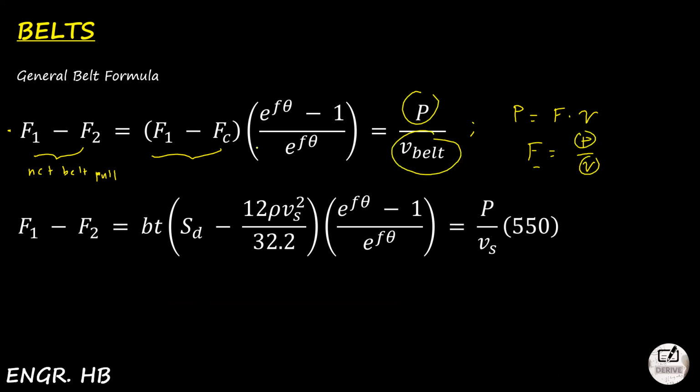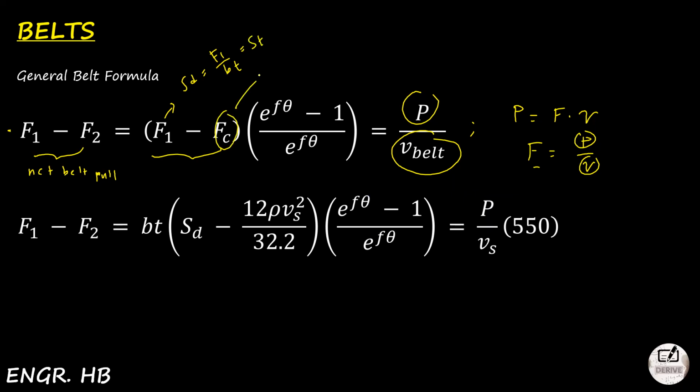And syempre equal din siya sa F1 minus FC times e to the f theta minus 1 over e to the f theta. So kapag hinahanap yung net belt pull at nakita mo na yung F1, so si F1 pwede mo makuha sa SD is equal to F1 over BT kasi nga in order to get this maximum tension kapag given ito, use the design stress or the tensile stress.